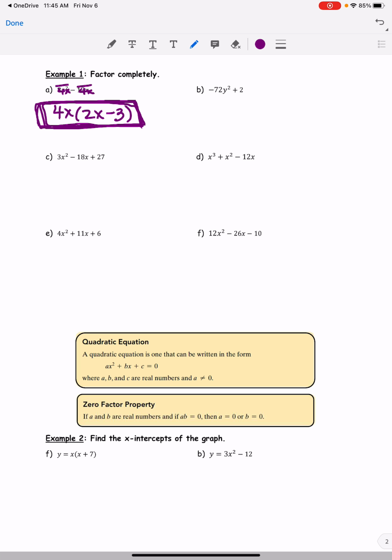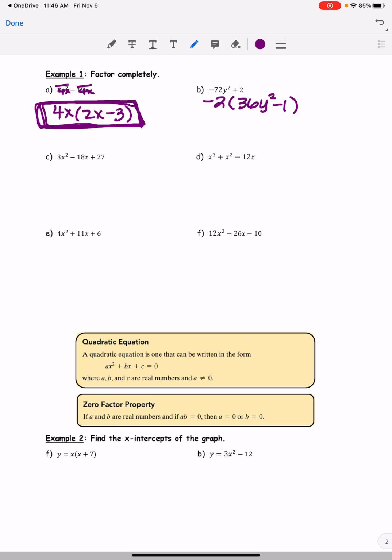On B, look for a GCF. Do we have a GCF? You've got 2 even numbers, so I can at least divide out a 2, right? And we always want this squared term to be positive. It just makes it a lot easier. So instead of just taking out a 2, I'm going to take out a negative 2. So negative 72 divided by 2 gives me 36 y squared. And 2 divided by negative 2 gives me a minus 1.